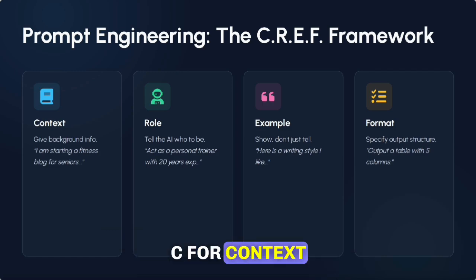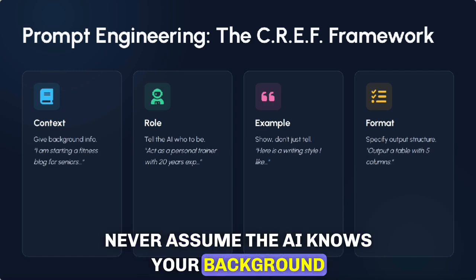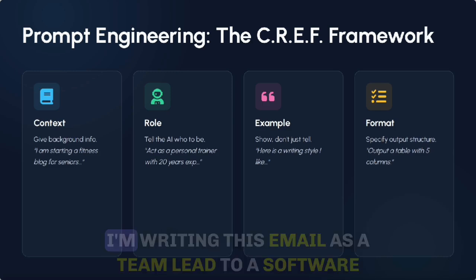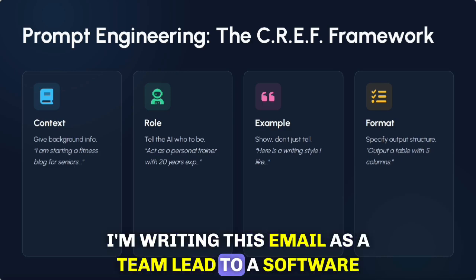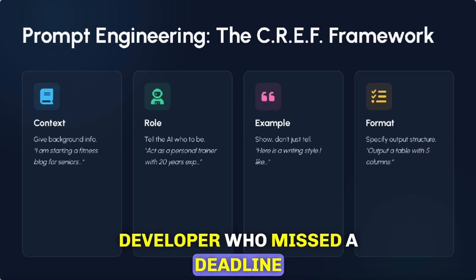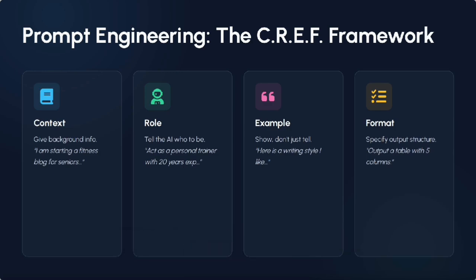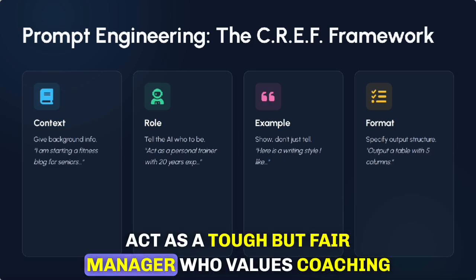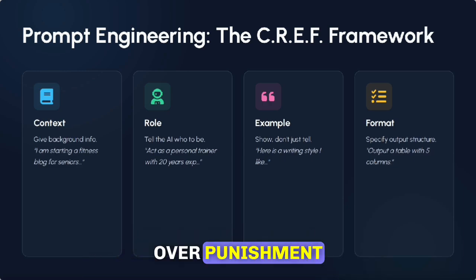C for context. Never assume the AI knows your background. Tell it, "I'm writing this email as a team lead to a software developer who missed a deadline." R for role. Tell the AI who to be. "Act as a tough but fair manager who values coaching over punishment."